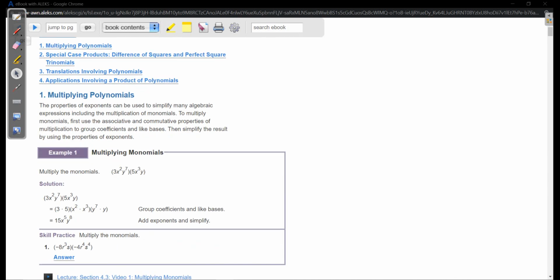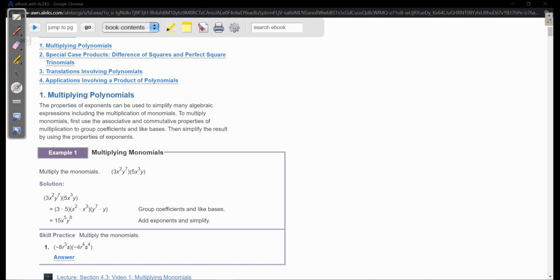Alright, so starting here. The properties of exponents can be used to simplify many algebraic expressions, including the multiplication of monomials. To multiply monomials, first use the associative and commutative properties of multiplication to group coefficients and like bases. Then simplify the results by using the properties of exponents.